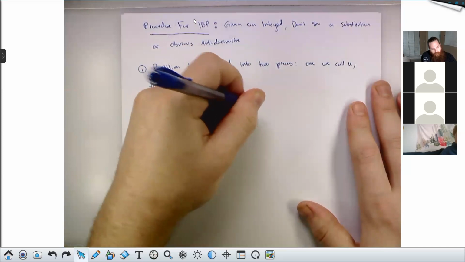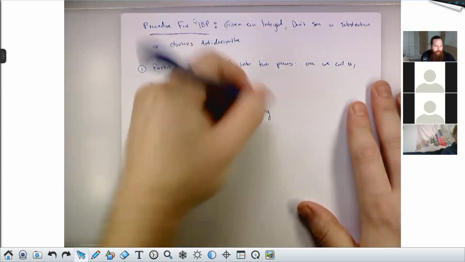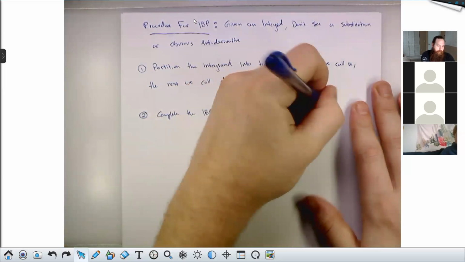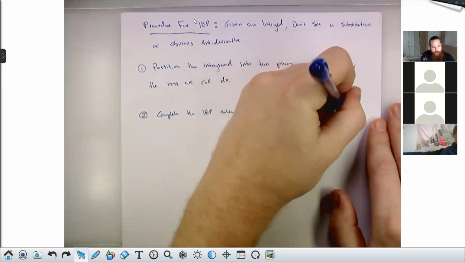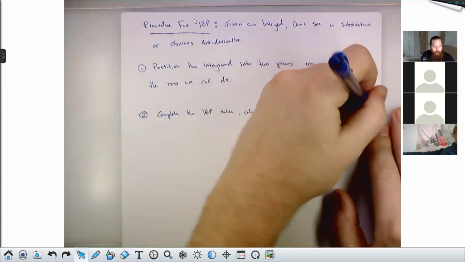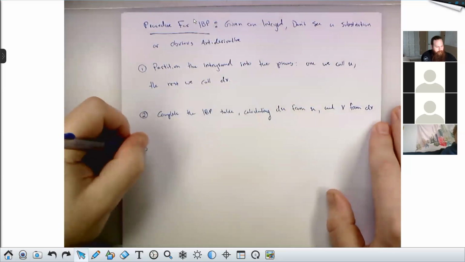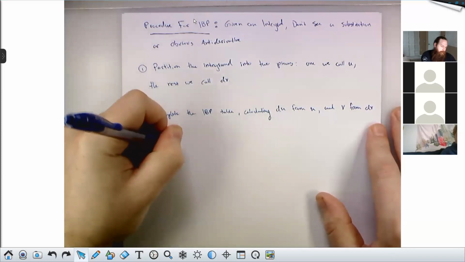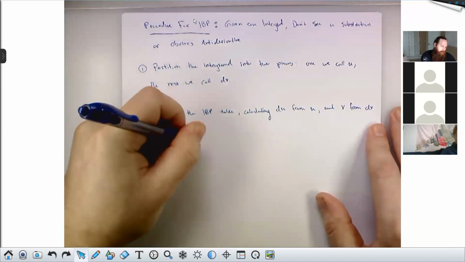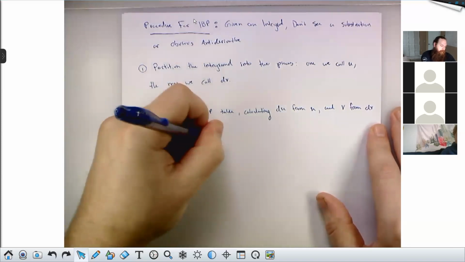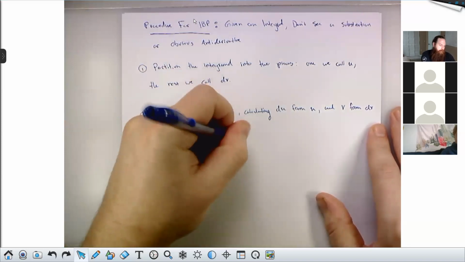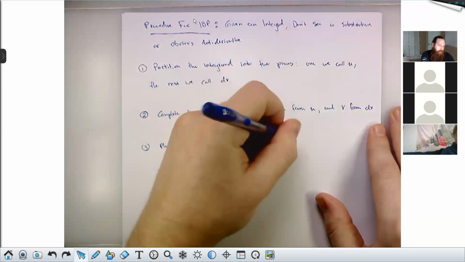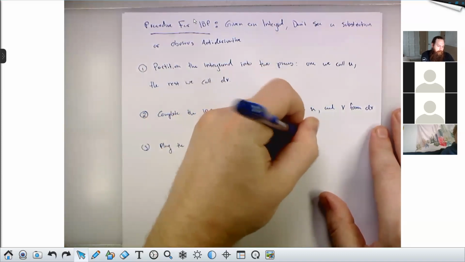Calculating du from u and v from dv. Then you plug the elements from the table into the IVP formula.